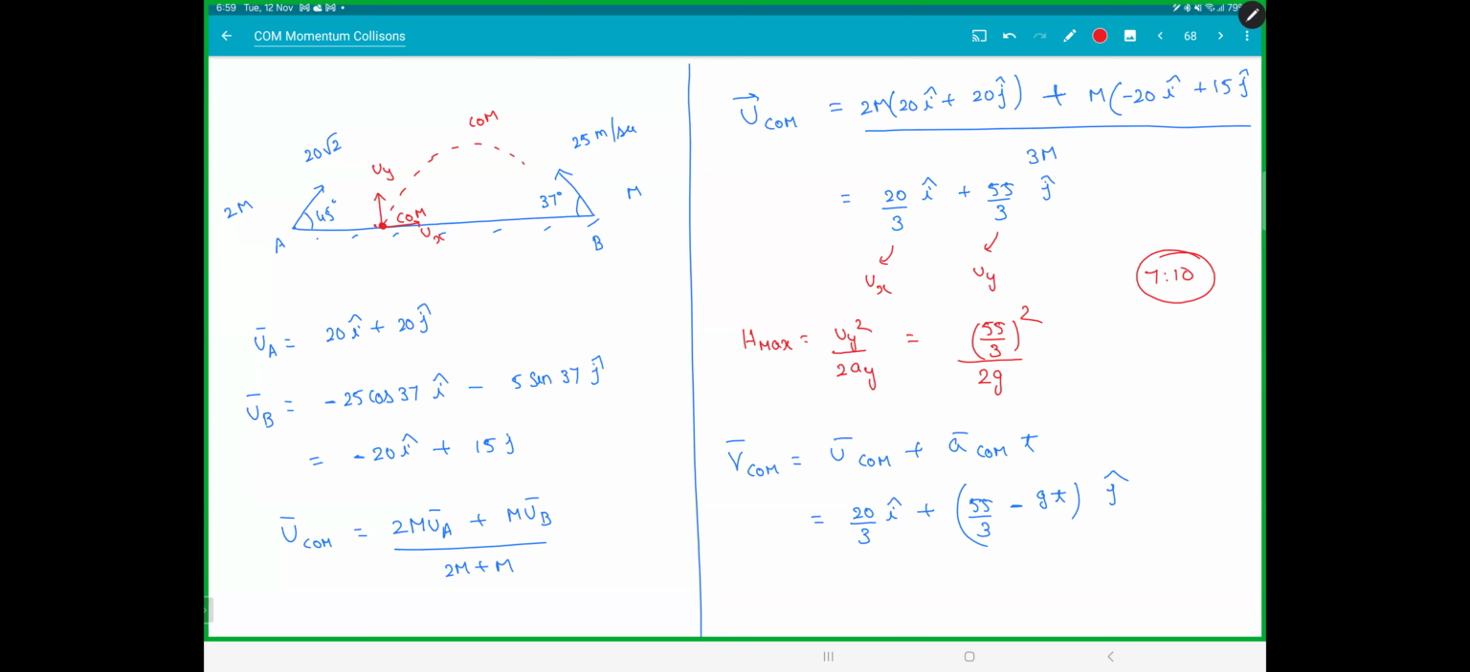Second method, I was saying, find the velocity of A directly in final: 20 i cap plus 20 minus gt j cap. Find VB directly in final and then do M1 V1 bar plus M2 V2 bar. Then there's no need to find initial velocity.